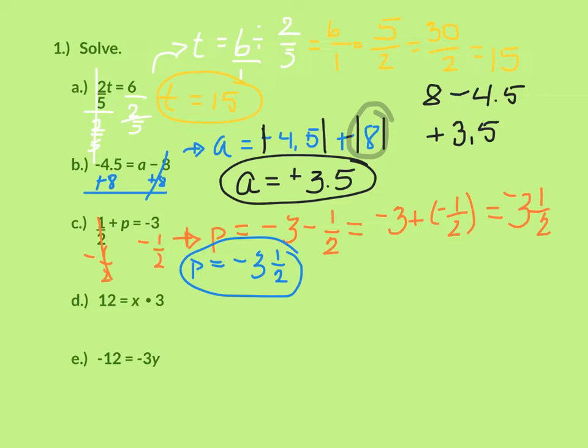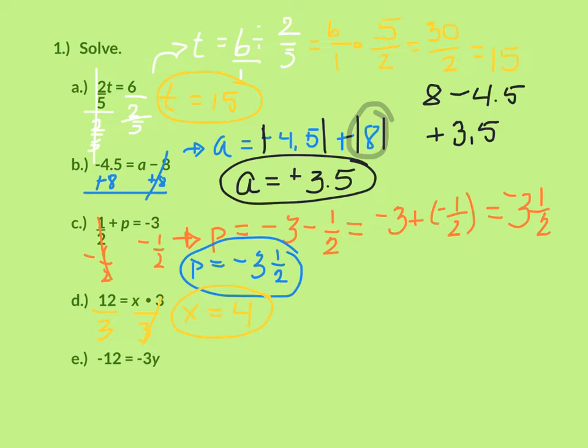Okay, next I've got 12 equals x times 3. What's the opposite of times 3? Well, of course, divide by 3 on both sides. These cancel. This one's very easy. I'm left with x equals 12 divided by 3 is 4. There's that one.